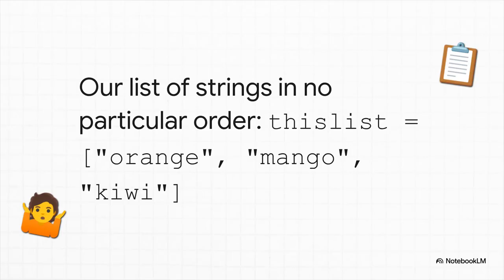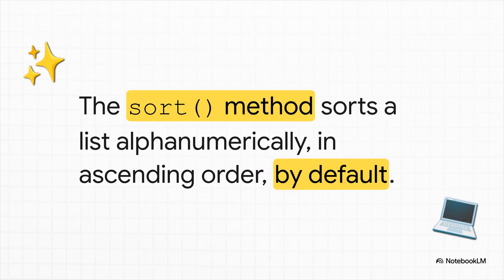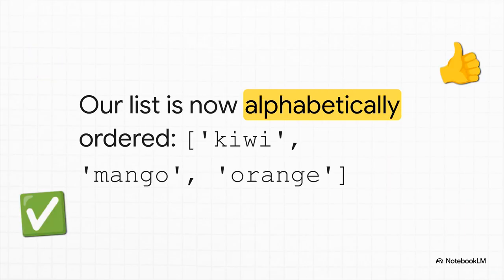So, let's take a look at this list here. We've got orange, mango, and kiwi all mixed up. To get this organized, all it takes is one simple line of code. And this is it. You just call dot sort right on the list itself. Python's smart. It looks at the list, sees they're strings, and it just knows to sort them alphabetically. That's the default behavior. And boom, just like that, the list is now perfectly in order. Kiwi, mango, orange. See? It really is that easy.